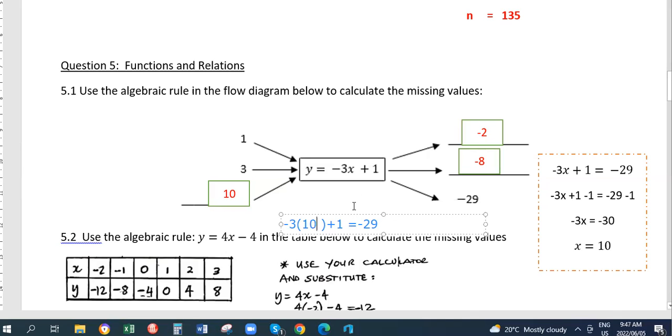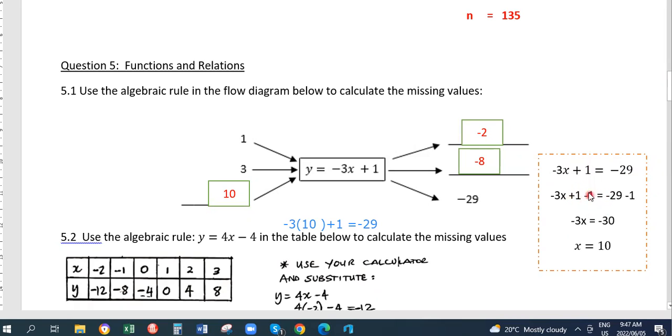Now, this is also an equation. So if you look at this, -3x plus 1 is equal to -29. That's an equation. We're saying that this algebraic rule here, -3x plus 1, must give you an answer of -29. So using this now, how do we solve for x? If we use the rules we learned previously for equations, we have a positive 1. To remove positive 1, we need to put a negative 1, because a positive 1 and a negative 1 will give me 0, so we can get rid of the 1. But in an equation, it must be balanced.